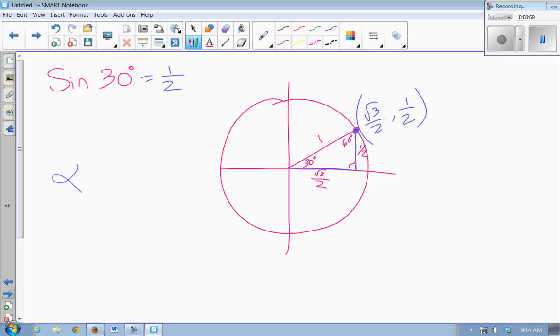Alpha. Yeah, that's the Greek symbol alpha. Yep. Oh, yeah. Okay.